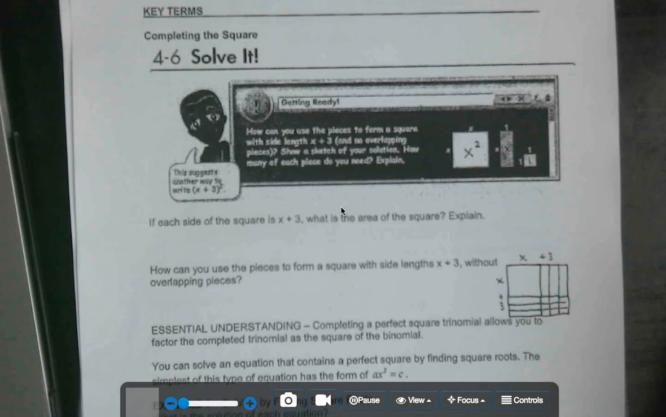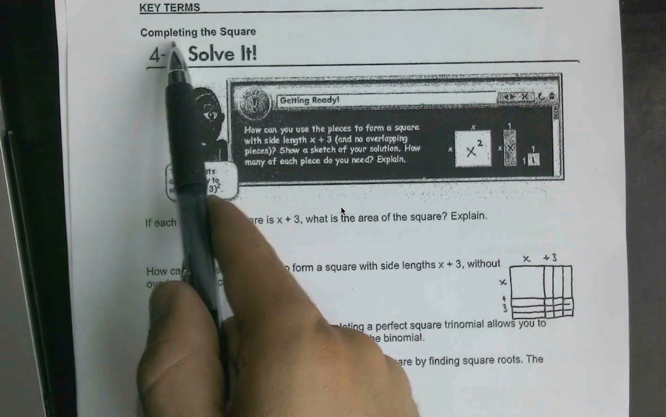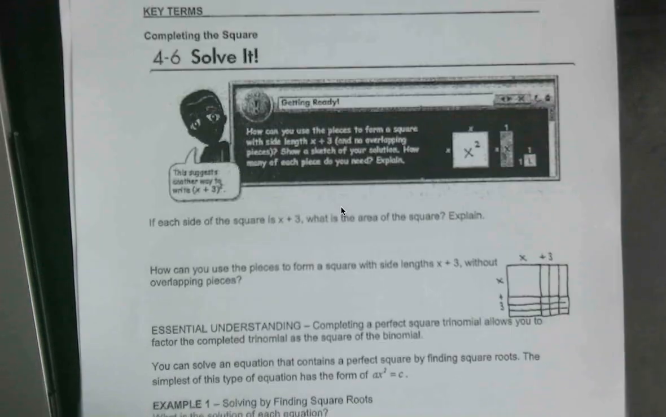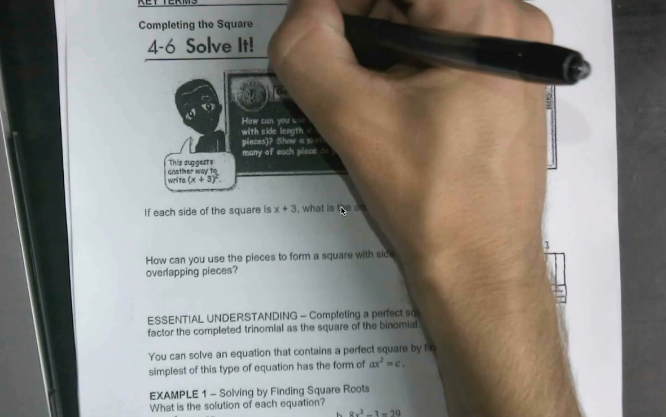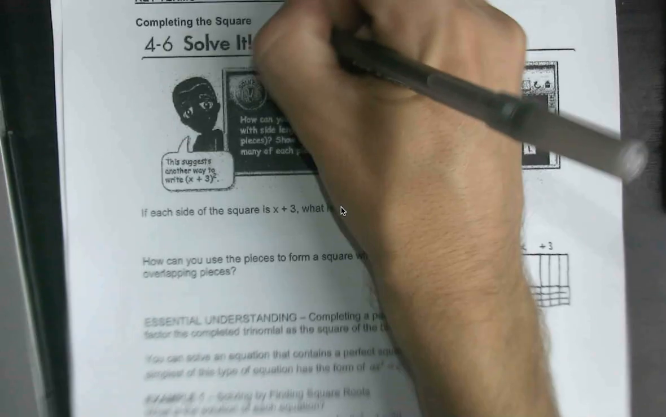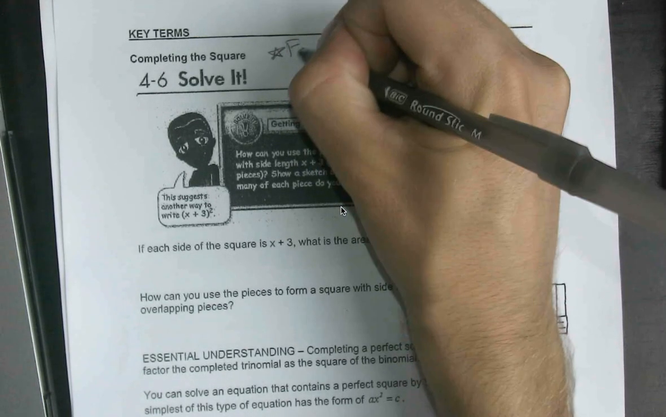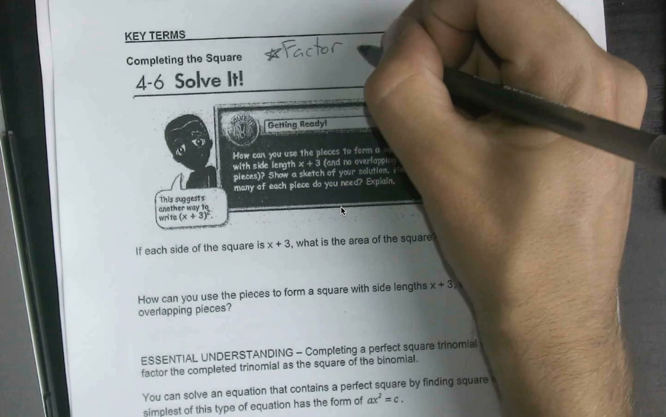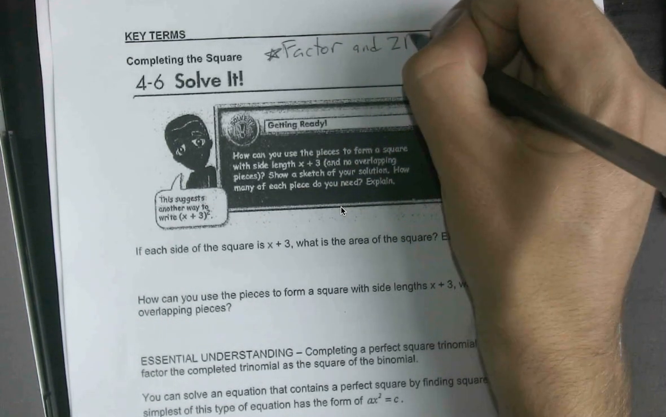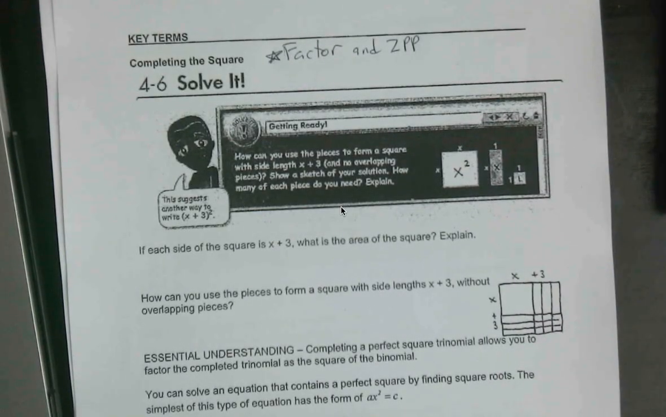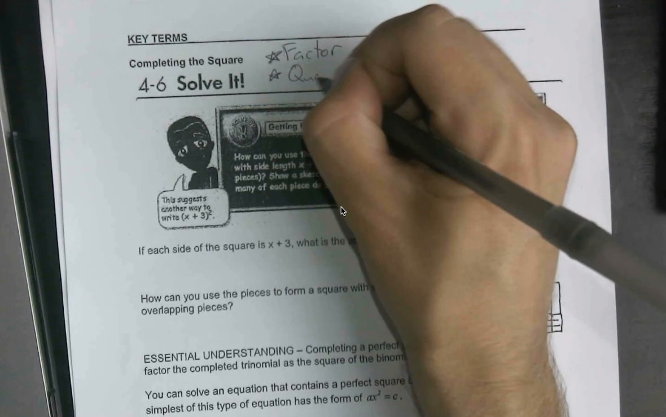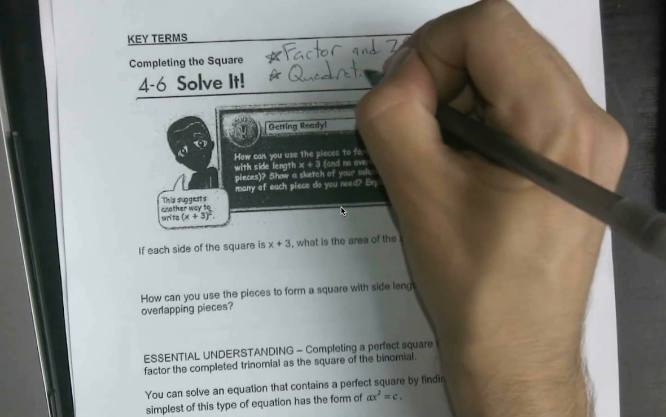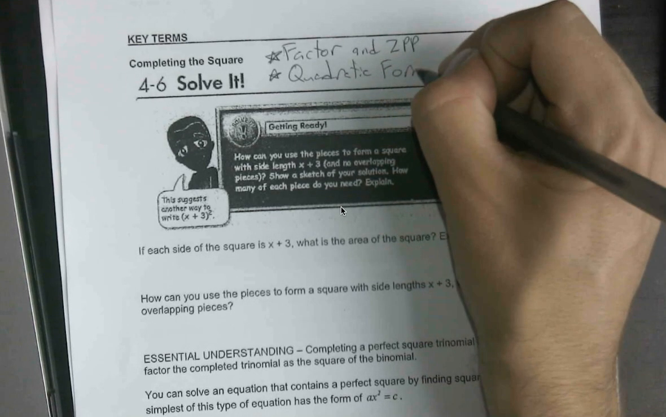Taking a look at 4.6, where we're being asked to use the method for solving quadratics and giving solutions called completing the square. Prior to this, we've seen that we can factor and use the zero product property, which we saw in the previous section. We've also seen, or will eventually see, the quadratic formula, which again gives us solutions to quadratics.